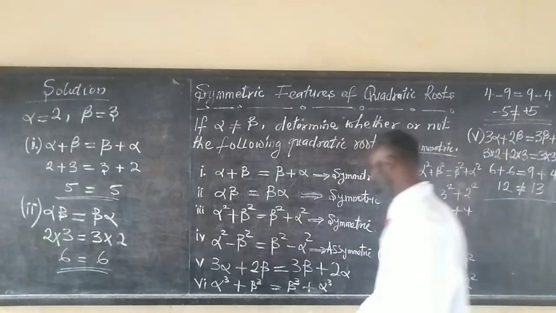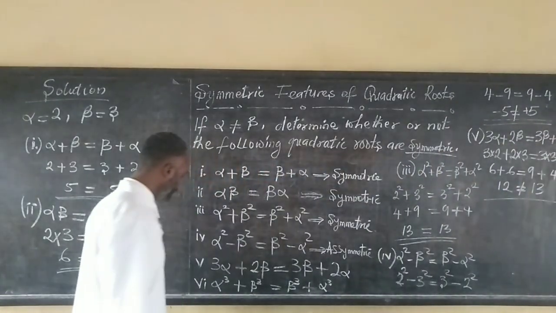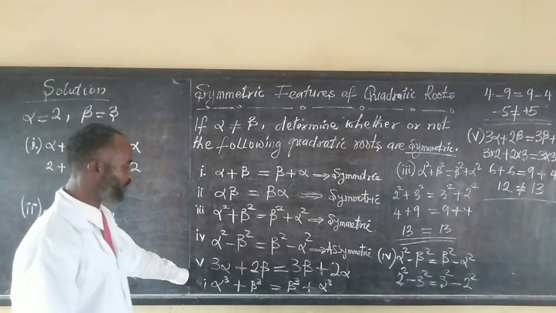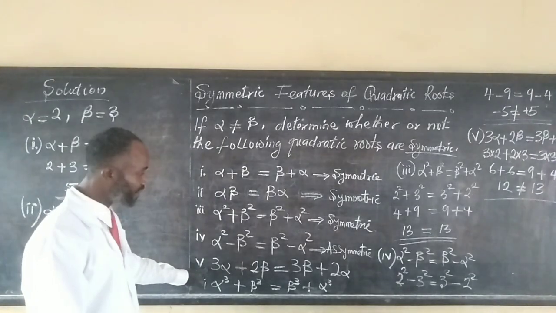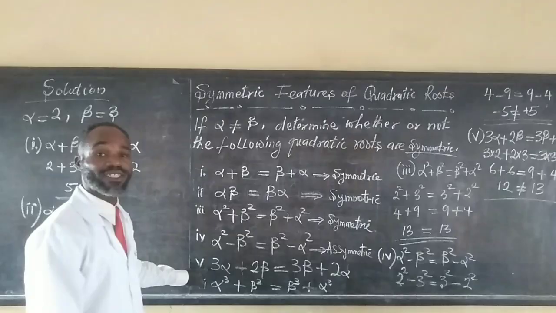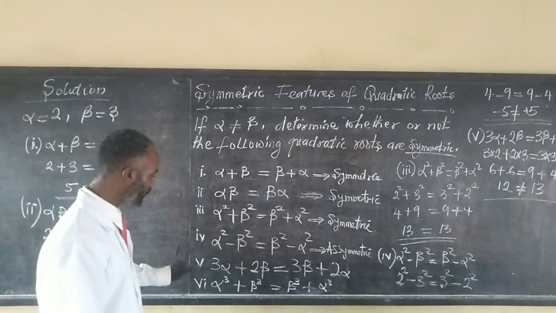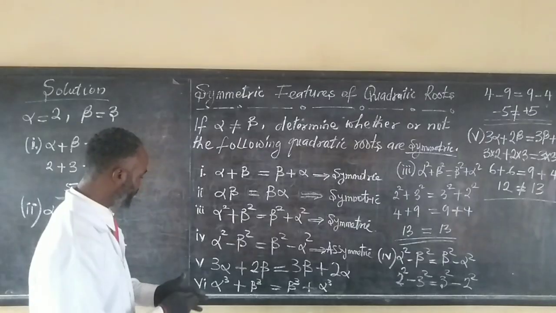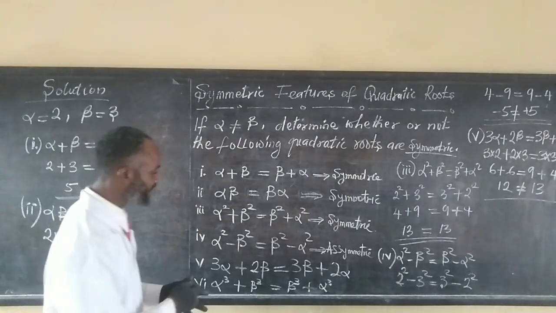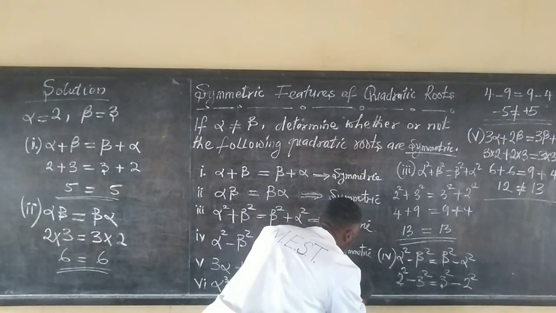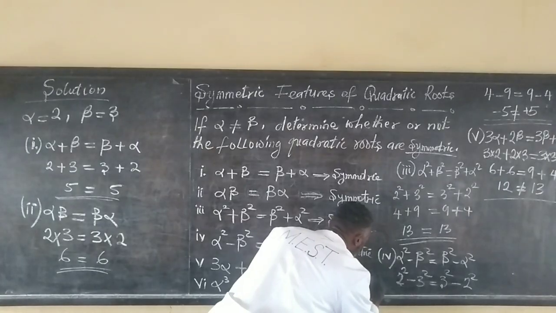It means that feature number 5 is asymmetric. It's asymmetric, not symmetric. So we've confirmed this. Feature number 5 is asymmetric.